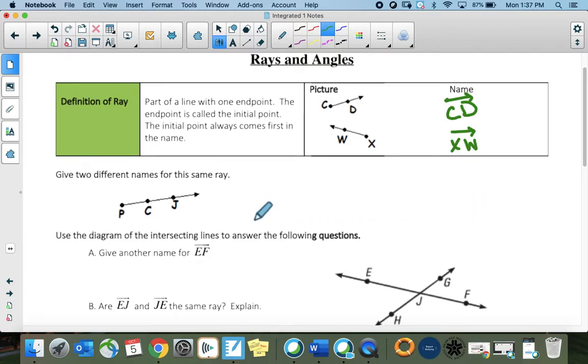This next one says give two different names for the same ray. First of all, that starts at P. They both have the initial point of P. So PC is one of them, and PJ is the other possible name for this ray. PC, PJ.